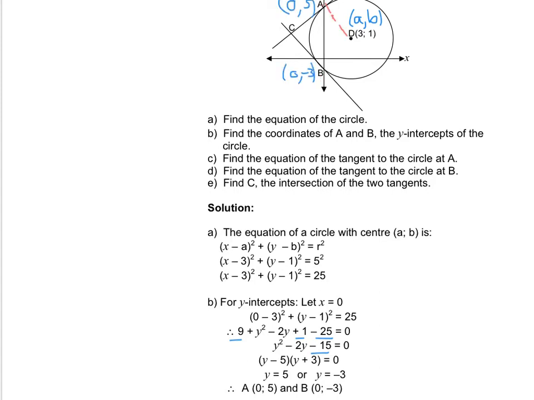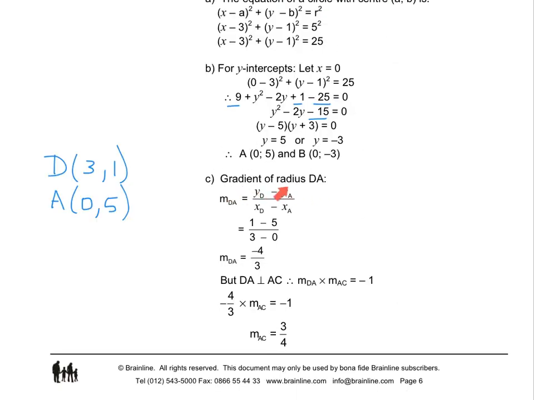Now for question C, to find the equation of the tangent to the circle at A, we will first need the gradient of the radius, because the radius is perpendicular to the tangent, and then we can work out the gradient of the tangent as well in order to get to the equation of the tangent. So to determine the gradient of the radius DA, I will take the y of D minus the y of A over the x of D minus the x of A. So doing the substitution then, 1 minus the 5 over 3 minus the 0. 1 minus 5 is minus 4, 3 minus 0 is 3, so the gradient of the radius DA is equal to minus 4 over 3.